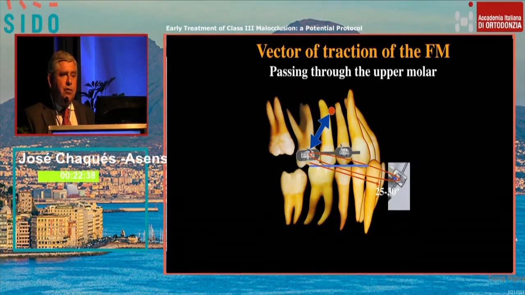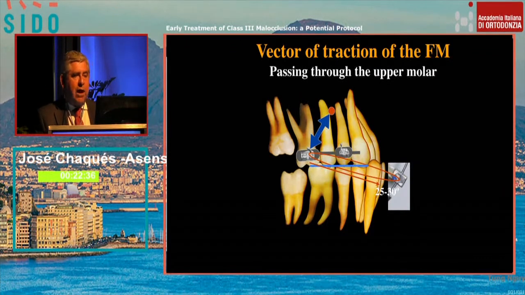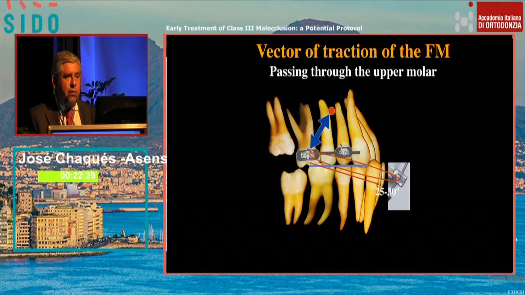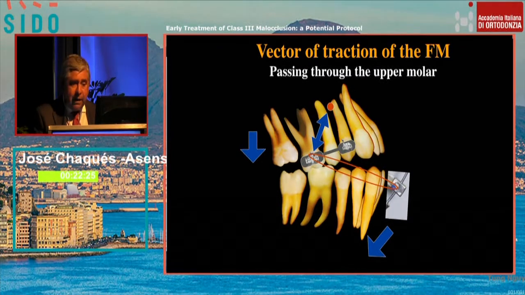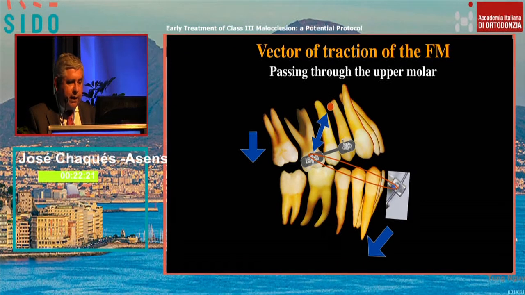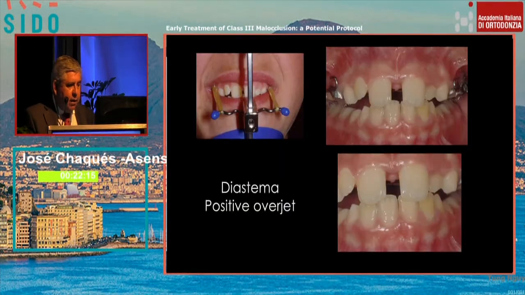If we traction from the back, no matter whether you traction directly from the molar or from a lever arm connected to the molar, you're away from the center of resistance of the maxilla, and what you get is a tipping back, a backward inclination of the maxillary plane, minimizing the forward movement of the maxillary bone. So we get the diastema, the bite jumps, we get the resolution of the posterior crossbite and the anterior crossbite.